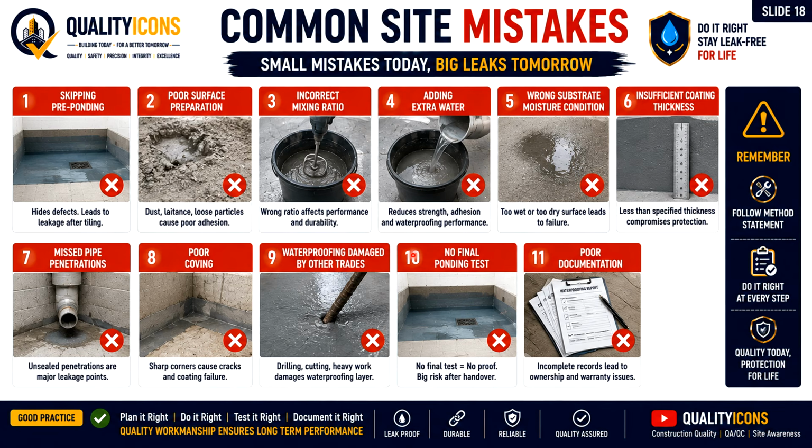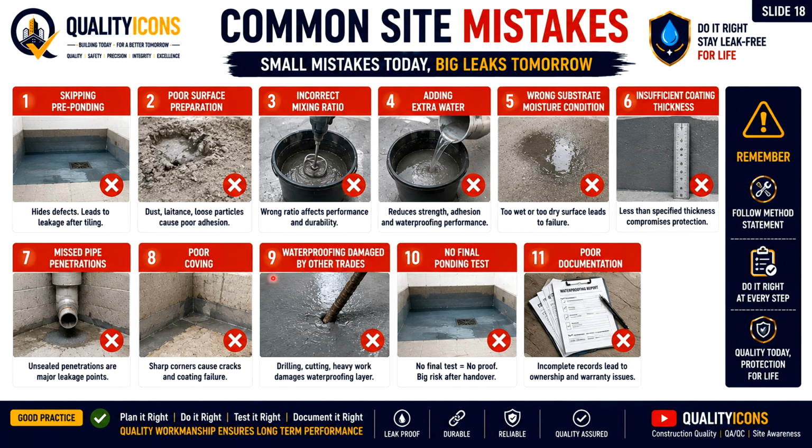These are the common mistakes: skipping pre-ponding, poor surface preparation, incorrect mixing ratios, adding extra water, wrong substrate moisture condition, and insufficient coating thickness, meaning less than the specified thickness compromises protection. Missed pipe penetrations, as unsealed penetrations are major leakage points. Poor coving, and waterproofing damaged by other trades.